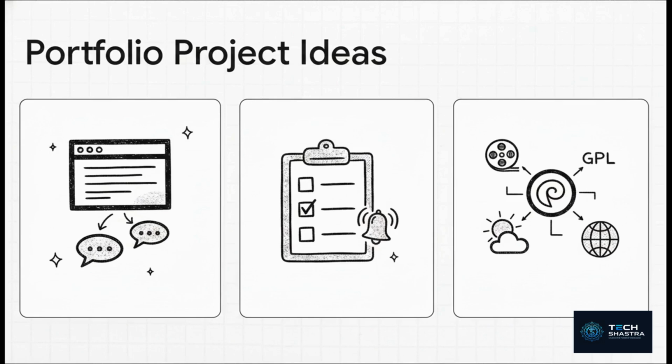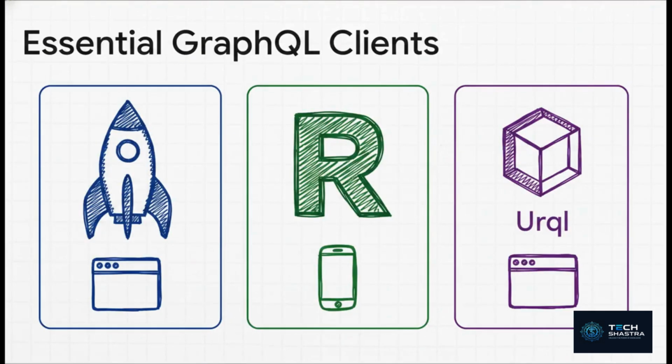Or you could take a public data source, like a movie database, and build your own GraphQL API on top of it. Now, on the other side of your API, the front end, you're going to need a client to help you talk to it. These tools are amazing. They handle all the tough stuff like caching and managing data for you. Apollo Client is the big one, the industry standard, and a great place to start. But it's good to know about Relay from Facebook and a lighter one called Urql. You've got to know at least one of these.